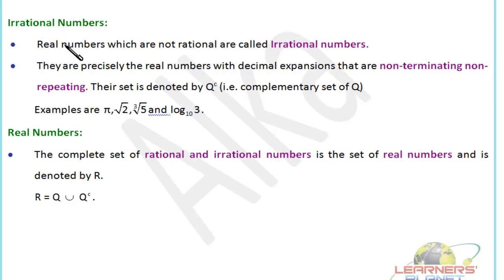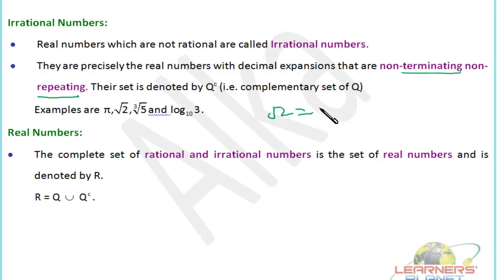Now, irrational numbers. The real numbers which are not rational are called irrational numbers. Precisely, these numbers cannot be written in p by q format. In other words, we can call them surds also, that you might have studied in your junior classes. So these are precisely the real numbers with decimal expansion that are non-terminating, non-repeating, right? We can take examples of root 2, cube root of 5, all this, right?